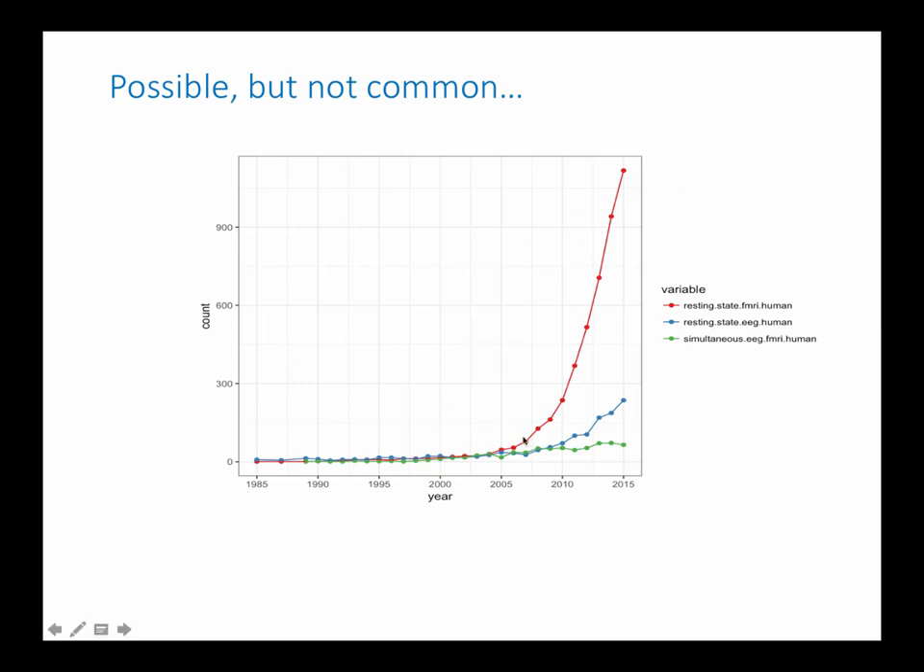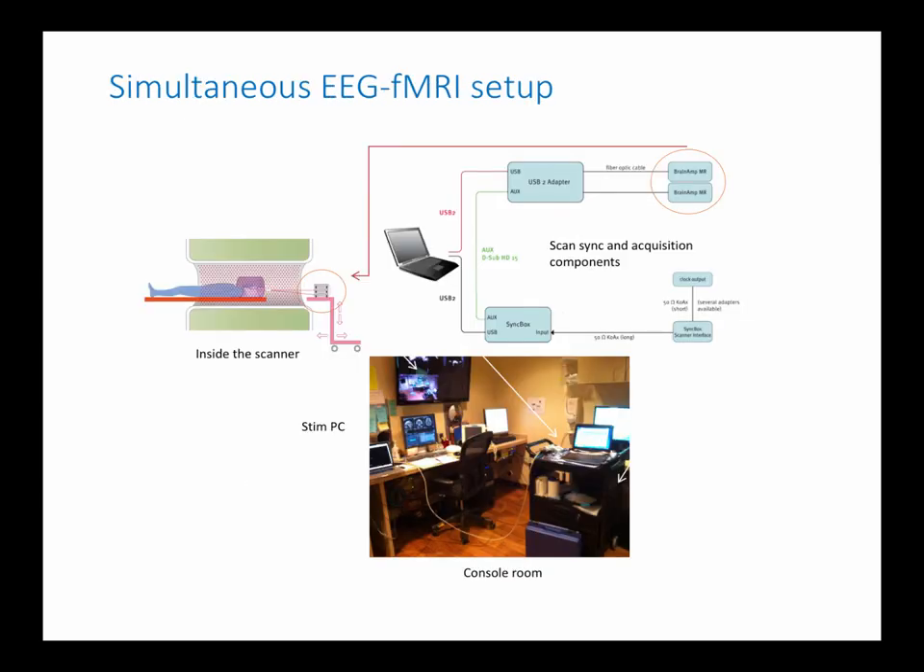So this is just a PubMed search of resting state in human fMRI, resting state with EEG in the blue, and then just what happens when you look at just simultaneous EEG-fMRI publications. So you can see there's this rapid drop off. It doesn't seem to be very popular, even though you might be able to get a lot of good data out of it. So this is partly because the setup is pretty complicated.